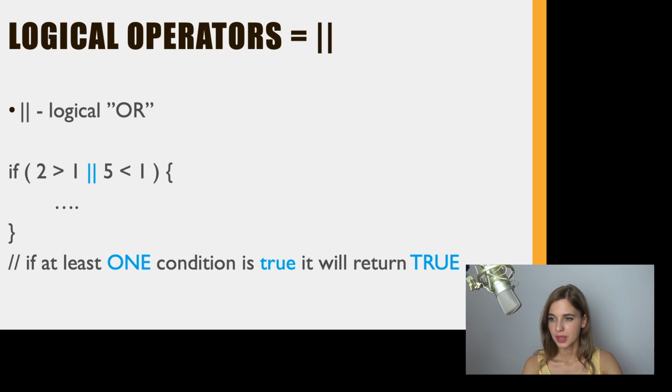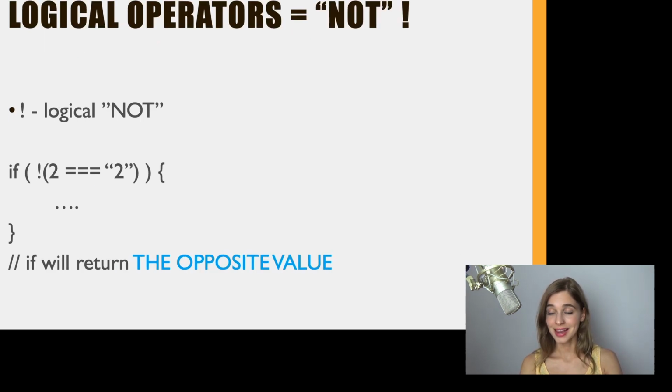We also have a logical operator OR, so it's a sign of a double pipe. And if we do use the double pipe, again, I use the same expression here. Is 2 greater than 1? That is true. Or is 5 less than 1? It's also true, but either of those could be false, and it would still return true. So at least one condition has to be true for the entire statement to be true. We also have a logical operator that is a NOT, and it will always give you the opposite value.